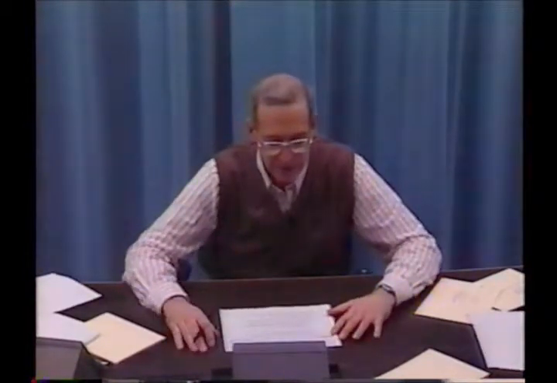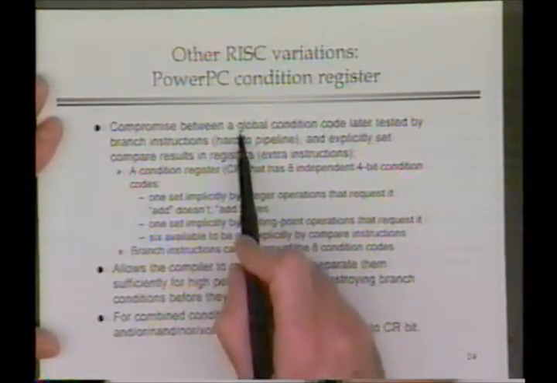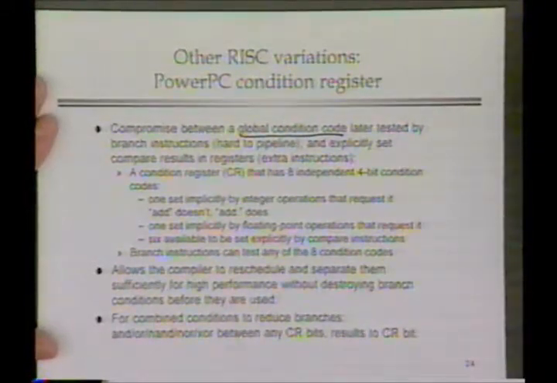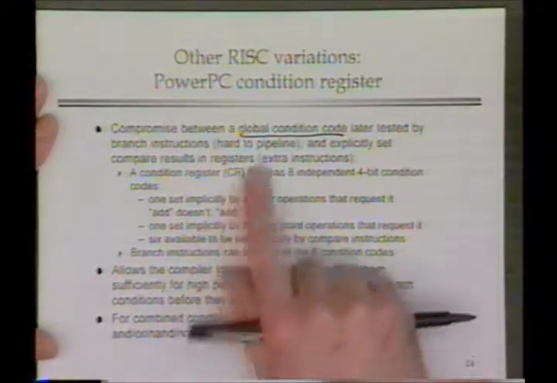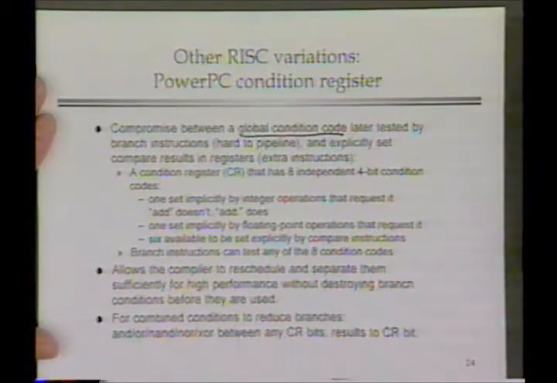I don't think there's a scientific answer to the question about whether this is good or not. Okay, that's what SPARC has that's cute. Here's what PowerPC has that's cute. Remember that one of the things we talked about is that a global condition code makes it hard to build a high-performance implementation because it's hard to pipeline. It's hard to insert instructions in between an instruction that sets a condition code and one that uses it because you may likely destroy the condition code.